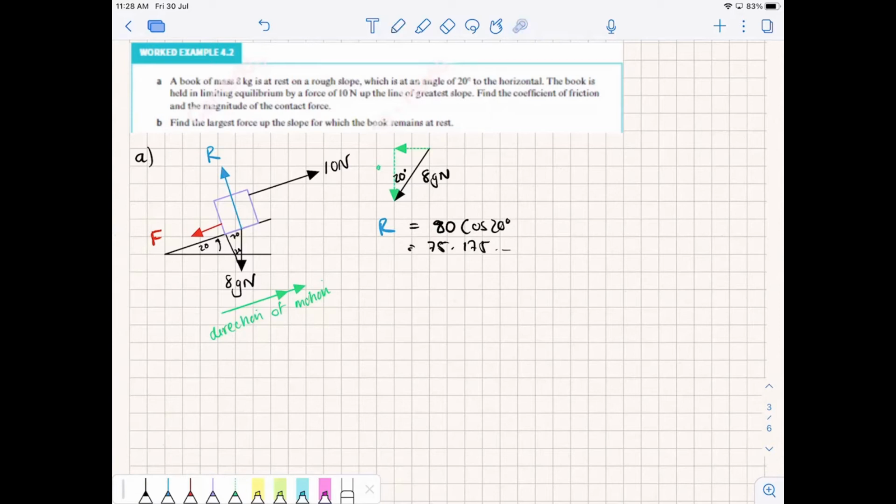So what are the horizontal components? Well, we have this friction component. We also have the horizontal component of this 8 newtons, which is this one over here. Right? We are assuming that these two forces are acting in the same direction. And then we have this 10 newtons over here acting in the opposite direction. Okay?